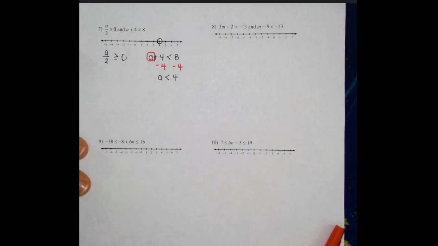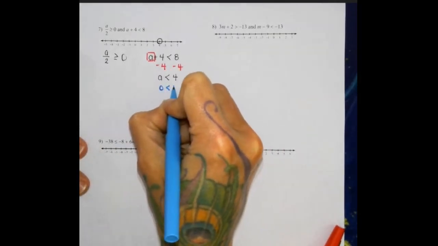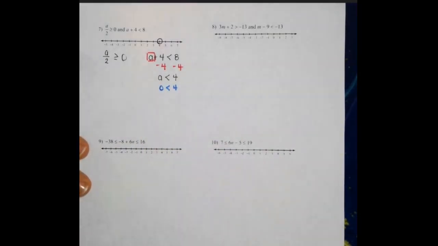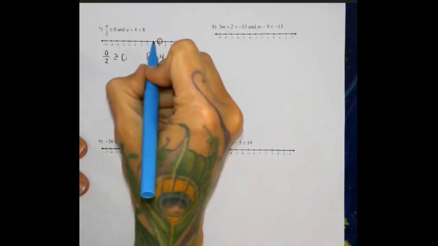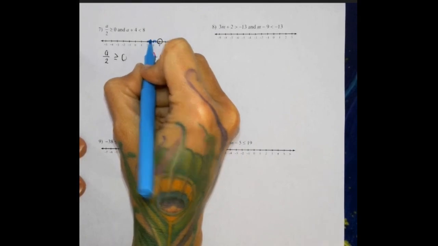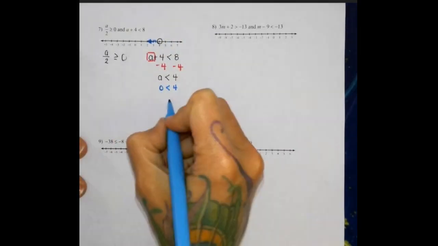If we want to check it, is 0 less than 4? Yeah, having no money is not as good as having a positive. So we're going to color towards 0. I'm not going to go all the way yet, but it is going to be to the left.